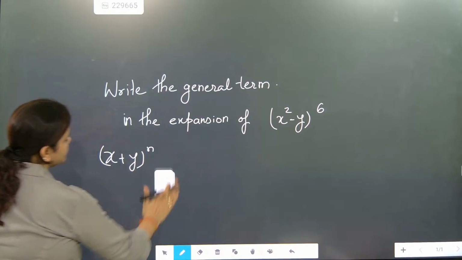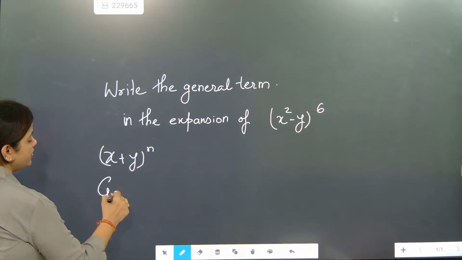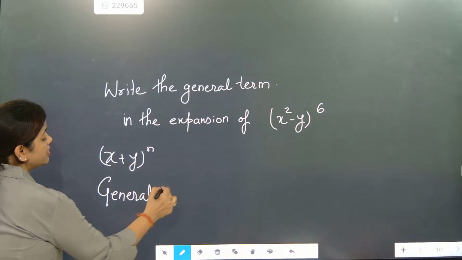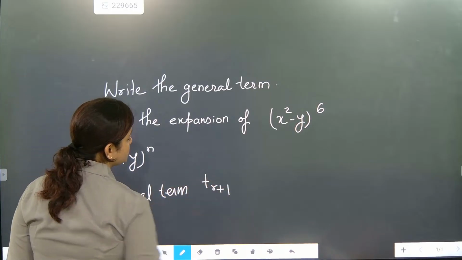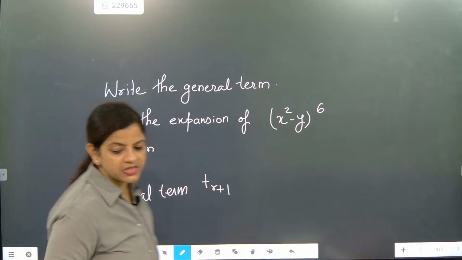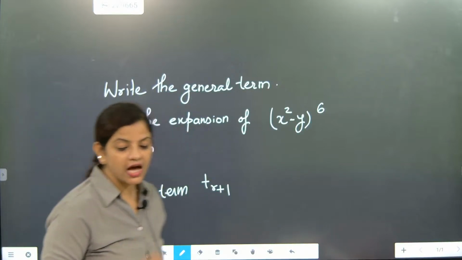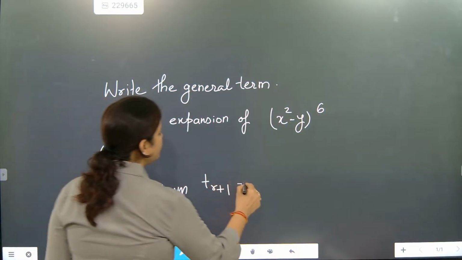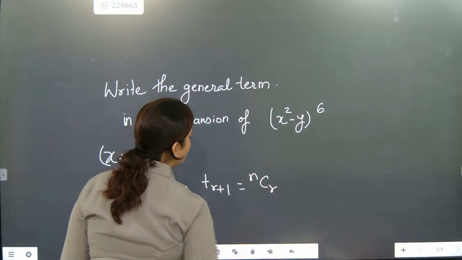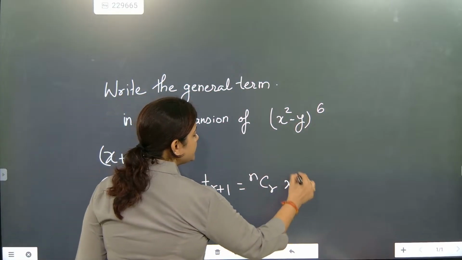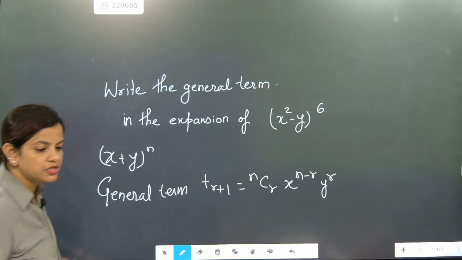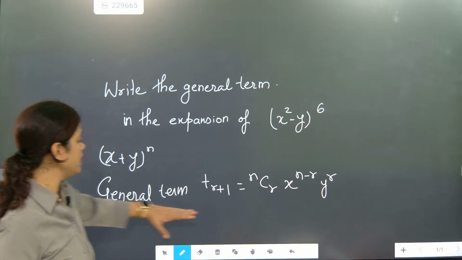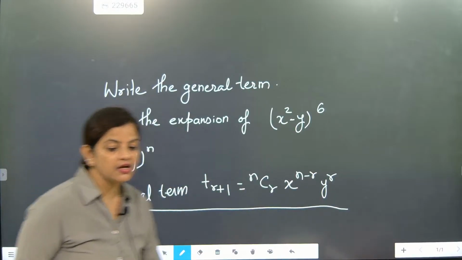How is it coming as nCr? What is the general term we are taking here? The general term we are taking as T(r+1), and it will be written as nCr x to the power n minus r, y to the power r. So this is the way of writing the general term.